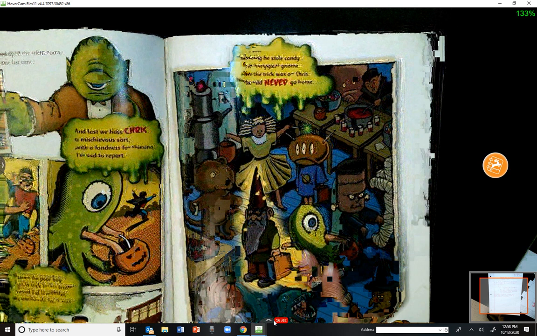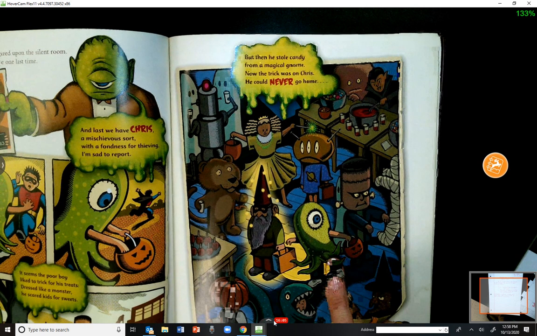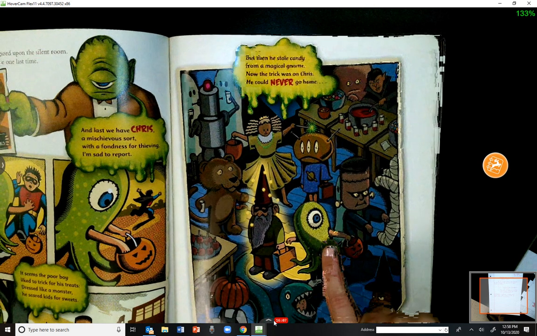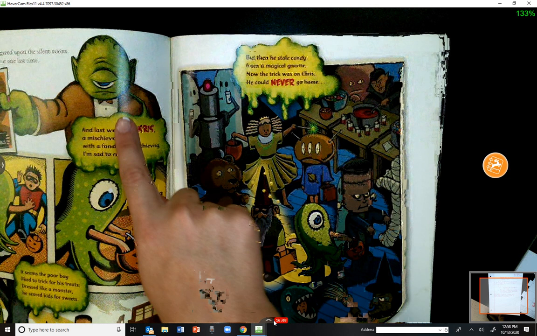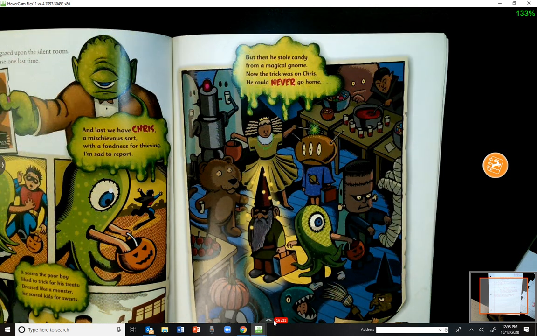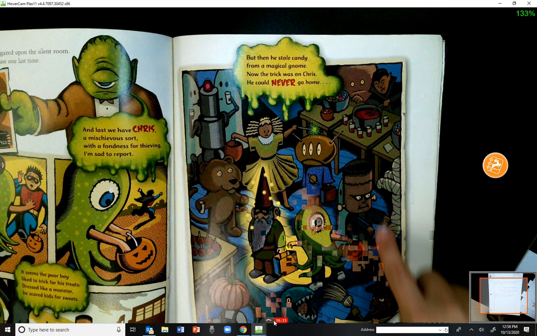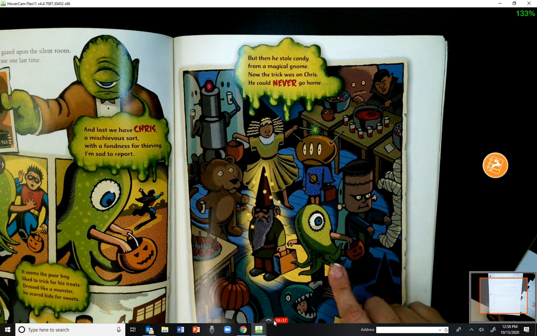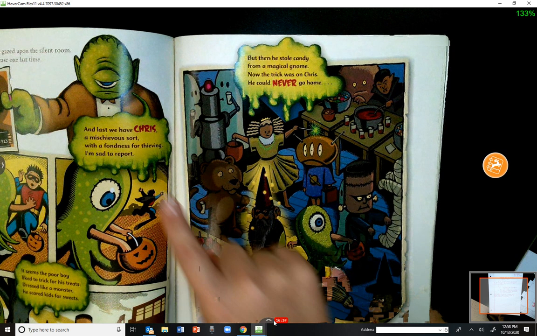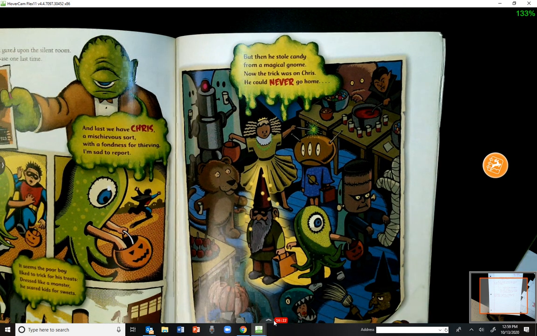You noticed him stealing the candy, and the costume of the boy that he's talking about is dressed just like him. So basically, he wore a costume that looked like an alien monster. So that's what the author did. He started to foreshadow that this boy was actually the creature. Okay?